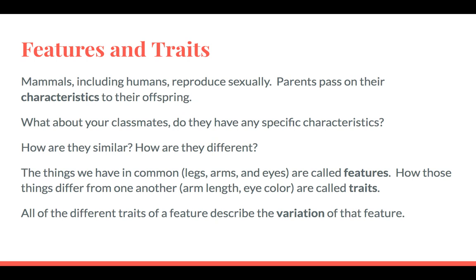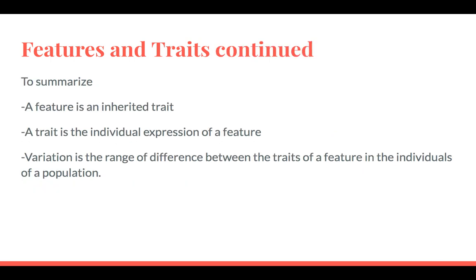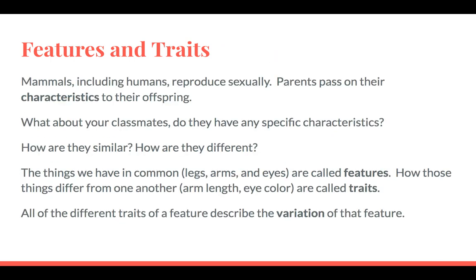So we all have things in common like legs, arms, and eyes. Those are called features. How those things differ from one another, arm length, eye color, are called traits. All the different traits of a feature describe the variation of that feature. So we looked at some of the traits that we have, including hair color, eye color, height, dimples, widow's peak, if your pinkies, if you line them up, if they can touch, if they're crooked, a hitchhiker thumb. We shared that with our classmates today during the live session.